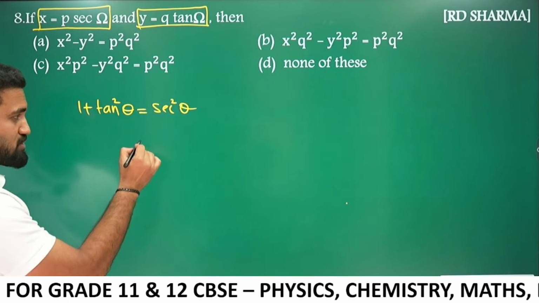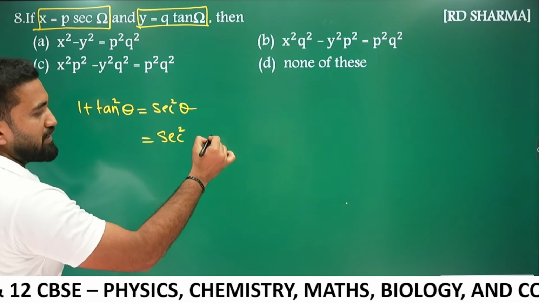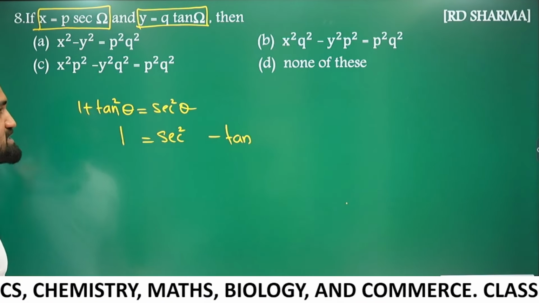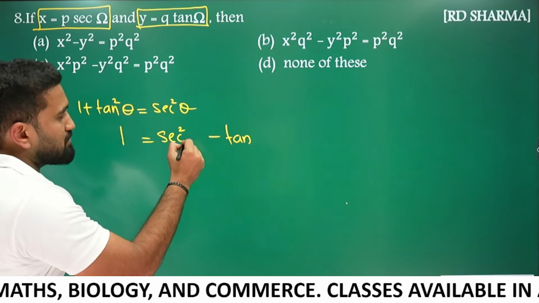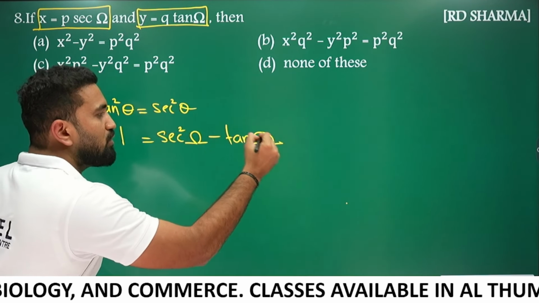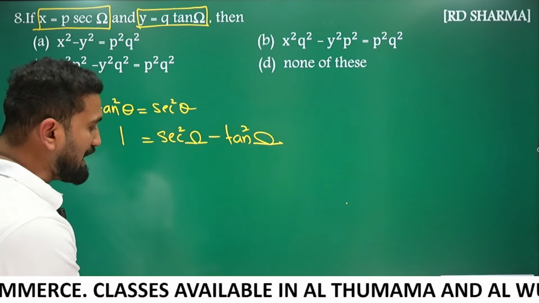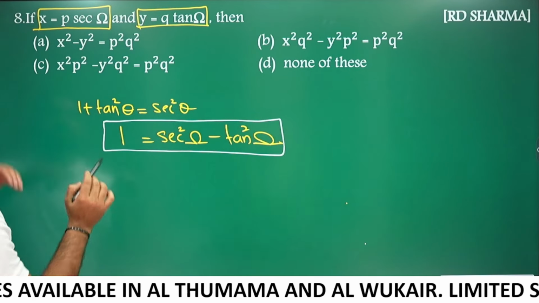Am I right? So I will say that if you take the tan square there, sec square theta minus tan square theta is equal to 1. See, if this is theta, this should be also theta. If this is some letter O, this should be also O. So sec square minus tan square is equal to 1. This is the main thing which you are going to apply the values over here.